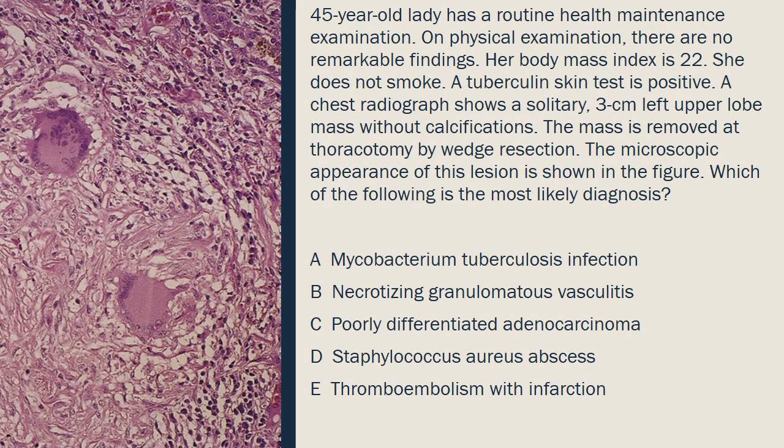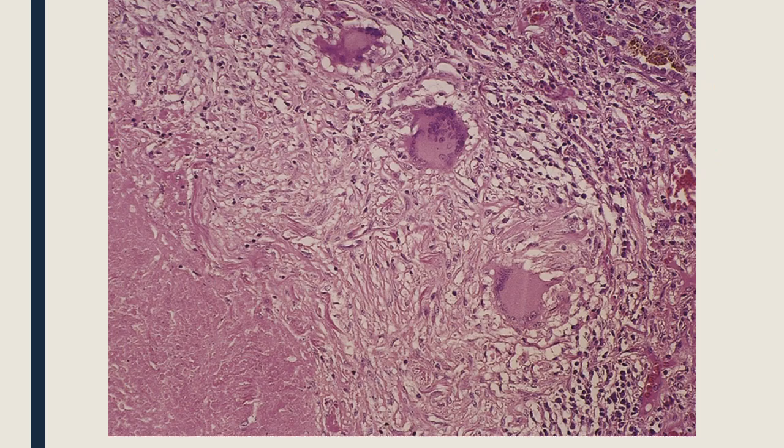The mass is removed at thoracotomy by wedge resection. The microscopic appearance of this lesion is shown in the figure at the left. Which of the following is the most likely diagnosis? Mycobacterium tuberculosis infection, necrotizing granulomatous vasculitis, poorly differentiated adenocarcinoma, Staphylococcus aureus abscess, thromboembolism with infarction. This figure represents the histologic findings of the mass.